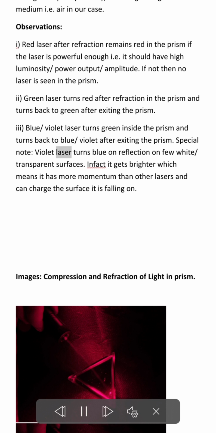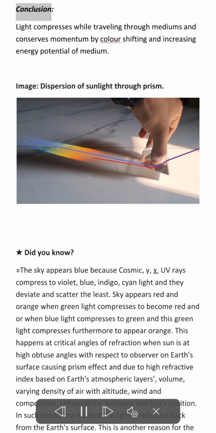Special note: violet laser turns blue on reflection on a few white/transparent surfaces. In fact, it gets brighter, which means it has more momentum than other lasers and can charge the surface it is falling on. Images: compression and refraction of light in prism. Conclusion: light compresses while traveling through mediums and conserves momentum by color shifting and increasing the energy potential of the medium. Image: dispersion of sunlight through prism.